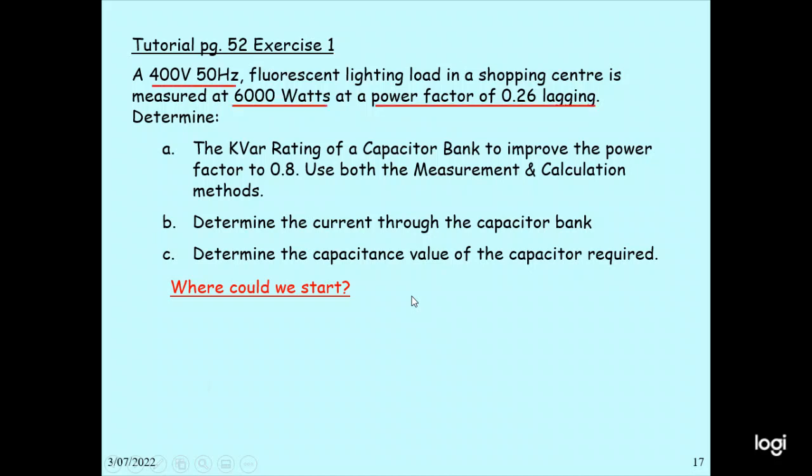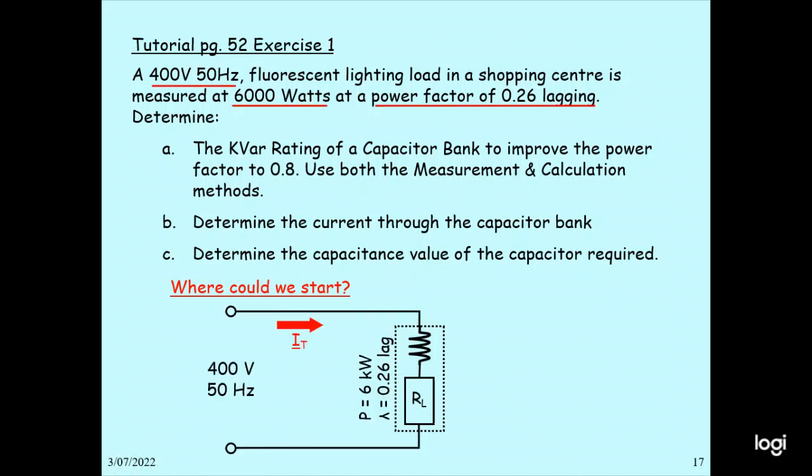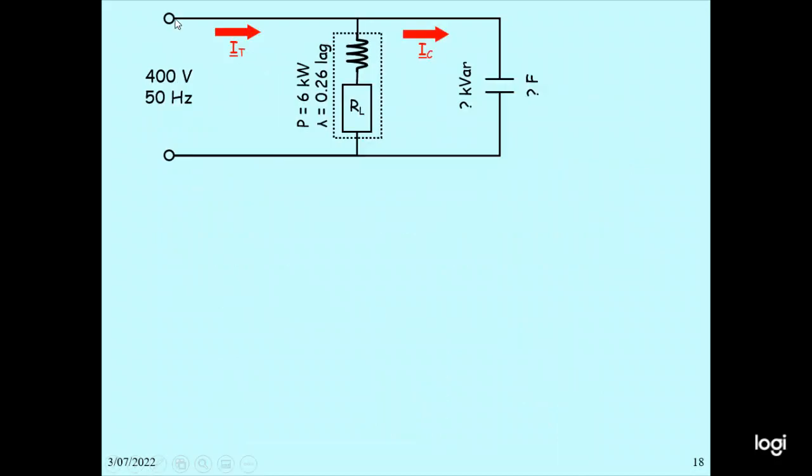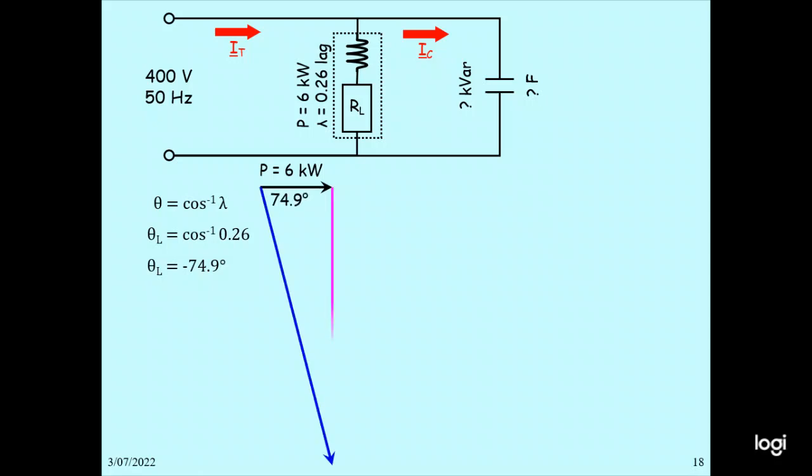So we have to start and draw the diagram. 400 volt 50 Hz, real power 6 kilowatt, power factor 0.26 lagging. And then we have to find out this is a kVAR bank. So this is the kVAR bank here. In this case, we draw this diagram. The total current is IT and the current flowing to the kVAR bank is IC. So P equals 6 kilowatt. Cos theta is 0.26, so 74.9 degree. So 6 kilowatt at 74.9 degree.